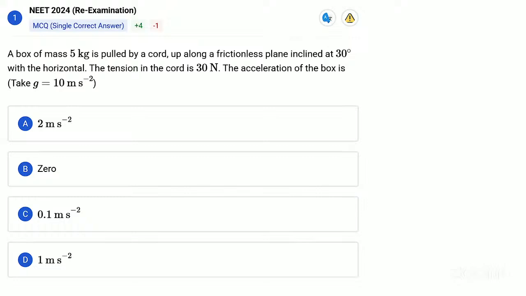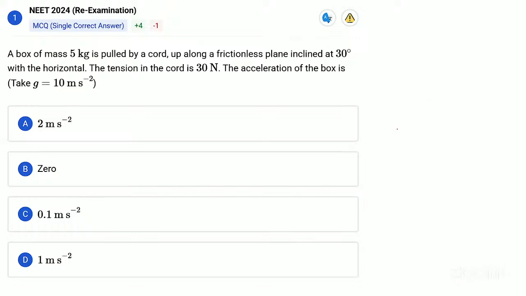This question is from NEET 2024, as you can see. A box of mass 5 kg is pulled by a cord up along a frictionless plane inclined at 30 degree with the horizontal. The tension in the cord is 30 Newton. The acceleration of the block is.